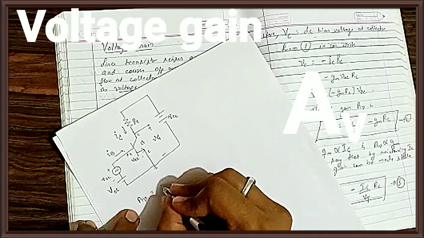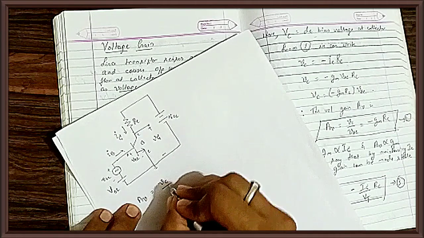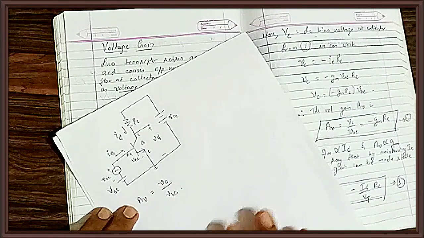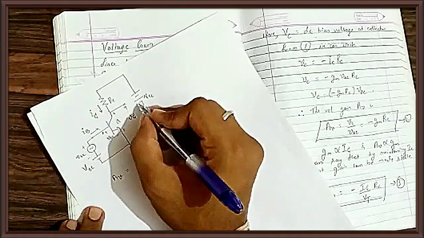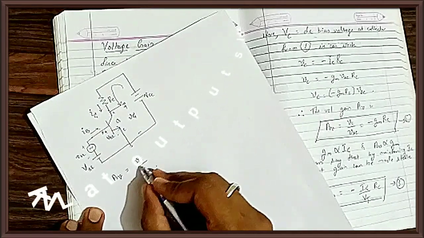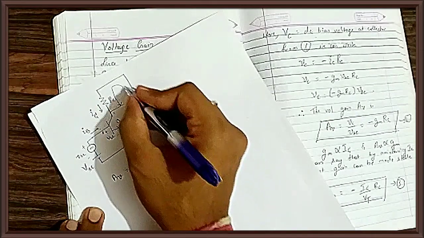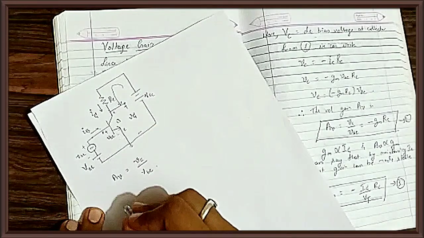So if I want to derive the expression for voltage gain, then the notation will be AV. What will be the AV equation? AV will be equal to small VC divided by small VBE. This will be the expression of voltage gain. In order to obtain it, I'll try to apply KVL at the output side to get some equation in terms of VC, right? If I apply KVL at the output side, what will I get? Minus VCC plus IC RC plus VC equal to 0, correct?